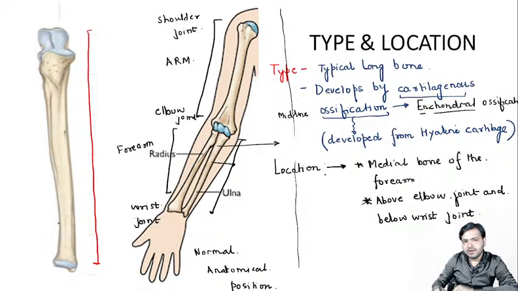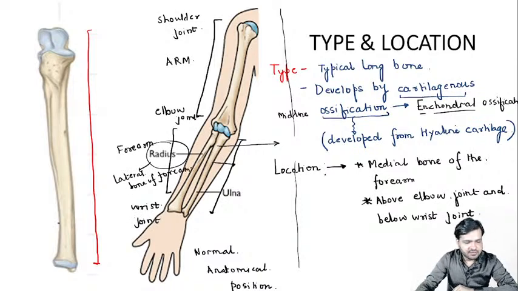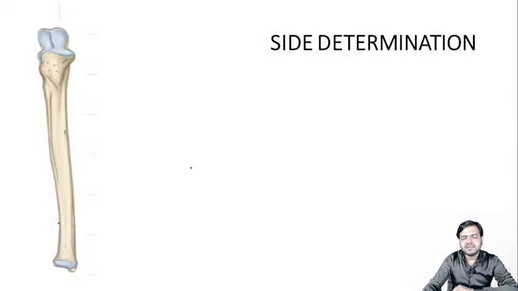So you already know that radius is basically the lateral bone. Ulna is the medial bone, and the radius is the lateral bone of the forearm. So yes, that is about the type and the location. Coming on to the site determination, I will be discussing it a bit later.